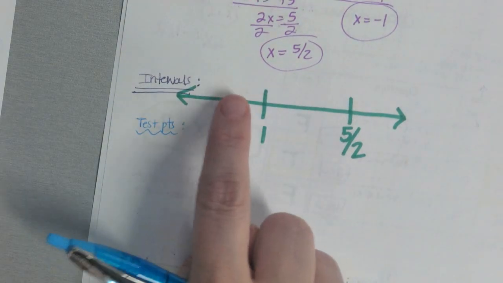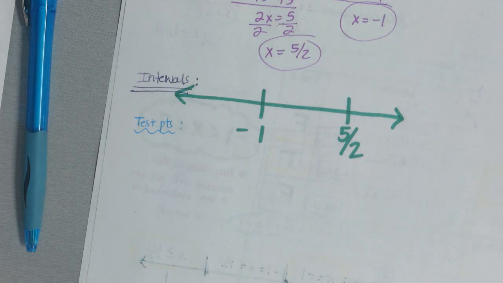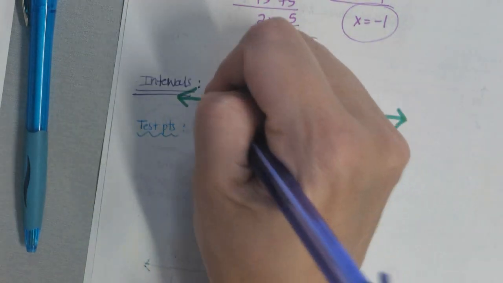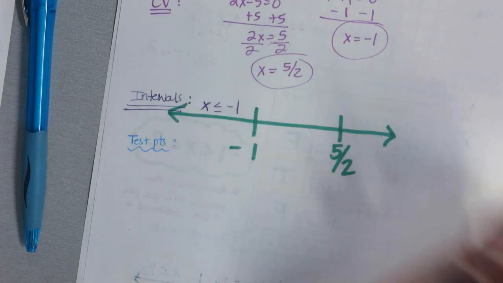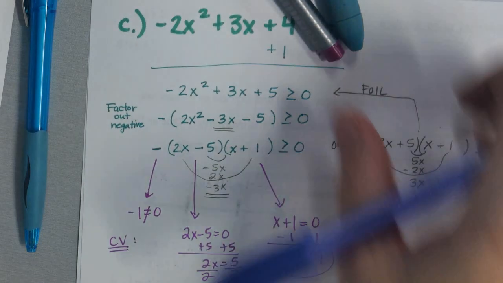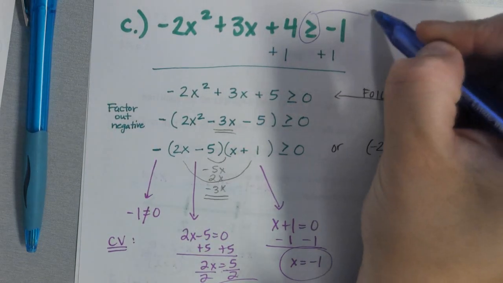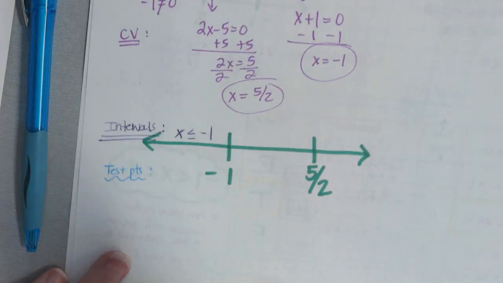Okay, so Cooper, can you tell me what your first interval is here? And with this one, you are going to want an equal to, and that is only because the original has the equal to. So if it has the equal to, we're going to include it there, but that's great.